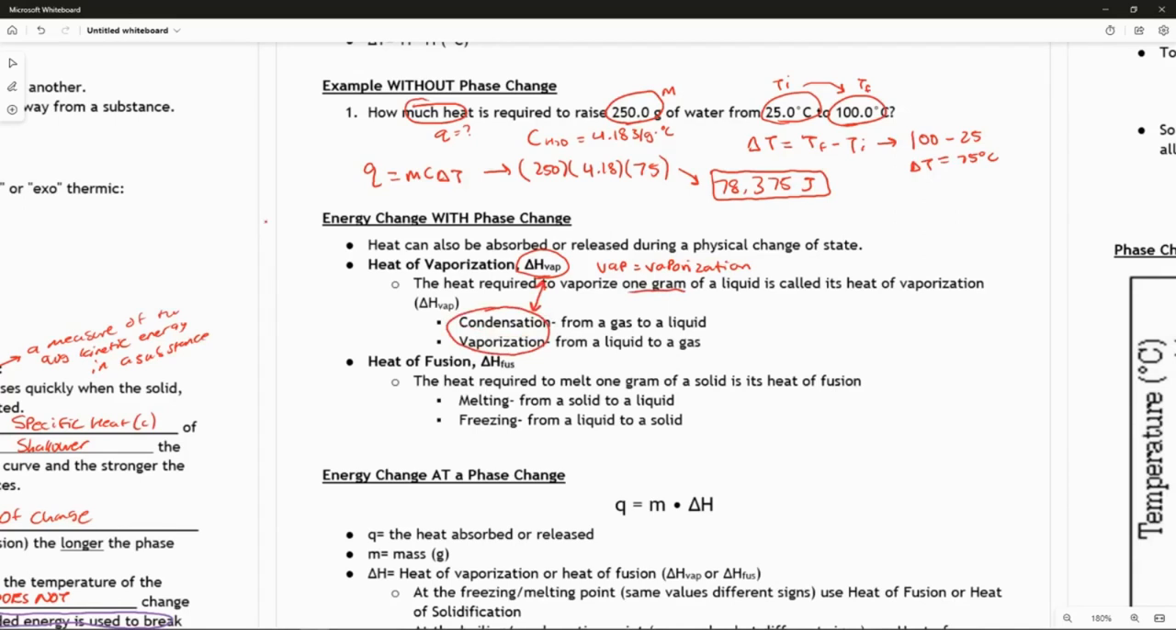Heat of fusion, delta H FUS, FUS is fusion, is the heat required to melt 1 gram of a solid. You use this value of delta H when you're melting or freezing. So when you're melting or freezing, you're going to use delta H FUS for fusion, and when you're condensing or vaporizing, you're going to use delta H VAP, vaporization.